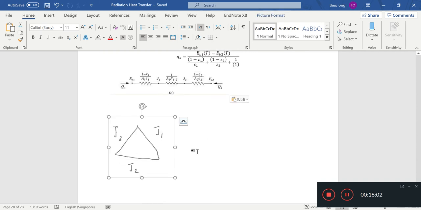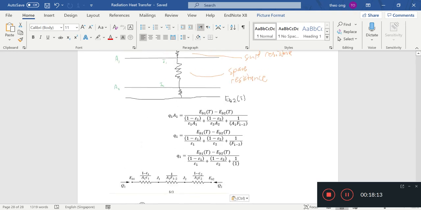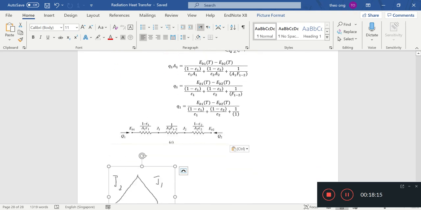Now in the next video, I hope to be able to look at a little more complicated problem before we move on to the next thing in the list of stuff to go through for this radiation learning journal, which is participating media, which makes all these things look like a piece of cake.